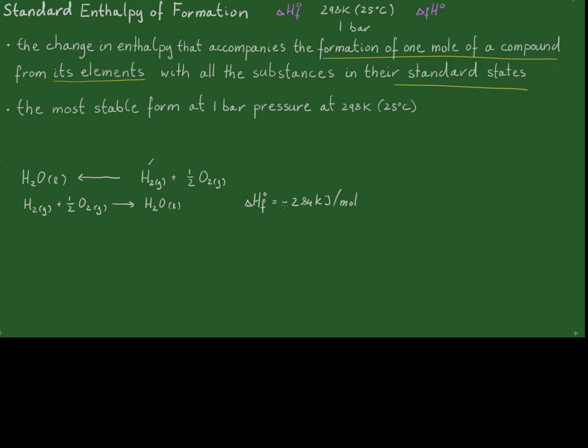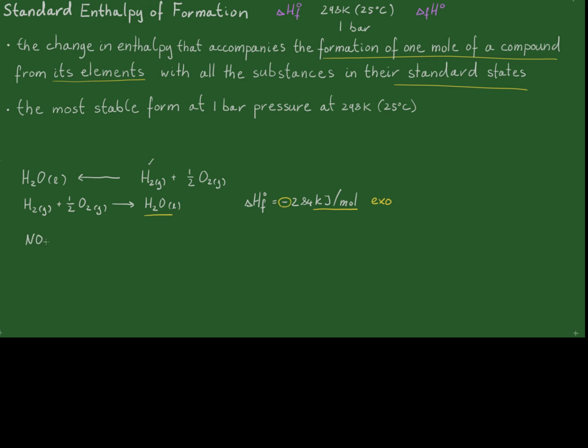What does this value mean? Well, firstly, let's look at the sign. It's negative. Recall that when the change in enthalpy is negative, it means that the process or the reaction is exothermic. So energy is released or lost by the system. Next, let's look at the units. Kilojoules per mole. So it means that for every mole of water that is formed, the system loses 284 kilojoules of energy.